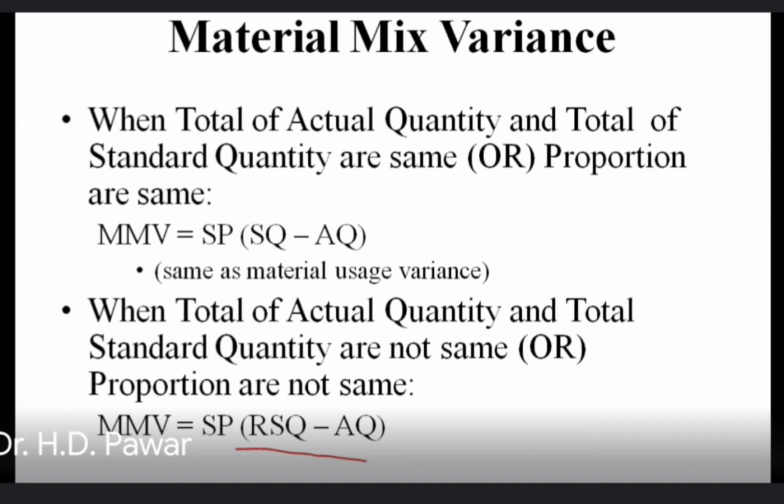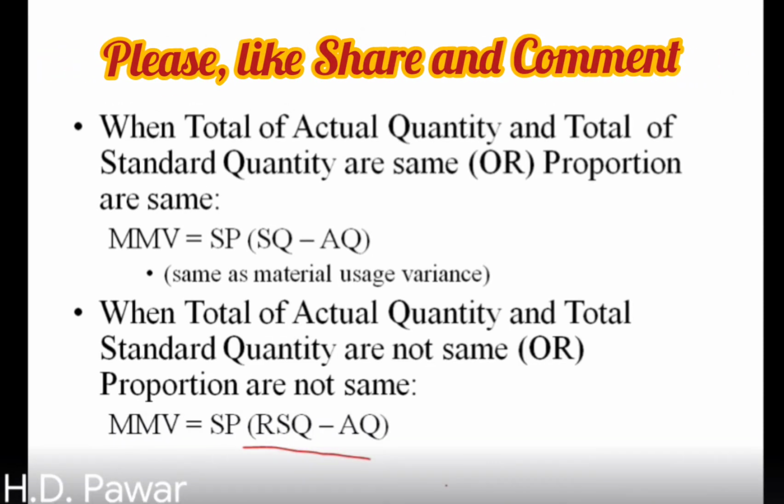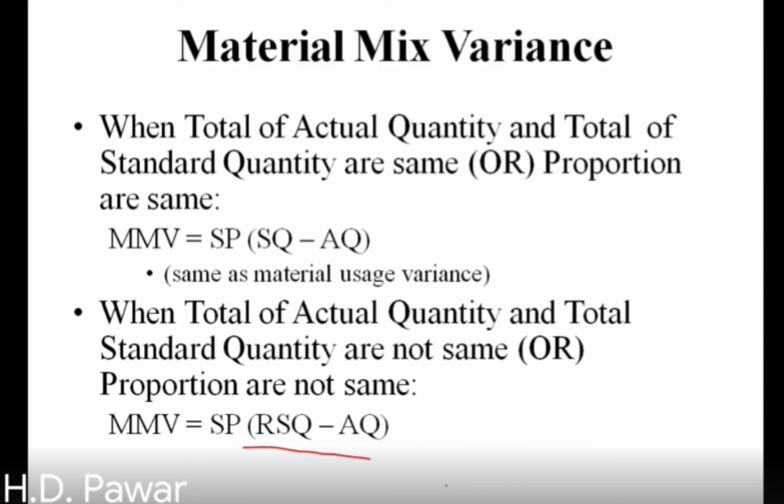So A and B kinds of material. When you are mixing the material in your production, then if total of actual and standard are same or the proportion are same, then three variants are possible: material cost, material price and material mix, either material uses. But if totals are different, then mix variance comes differently. Means in the second situation 5 variants are possible, in first situation again 3 variants.